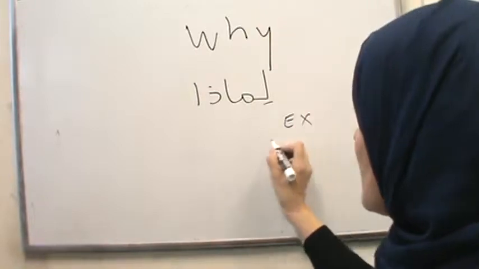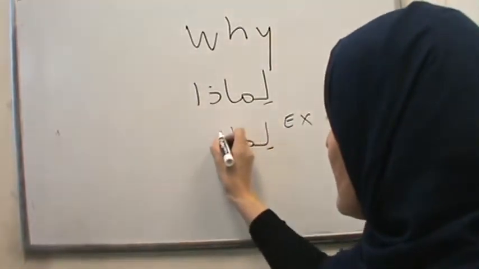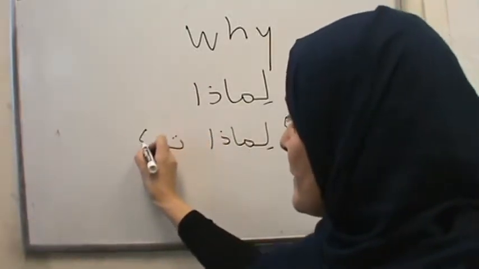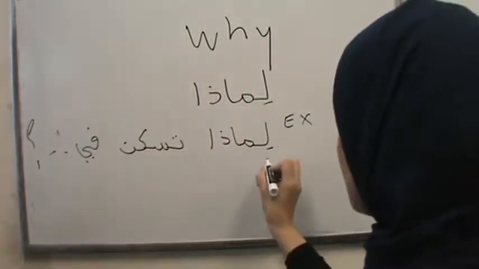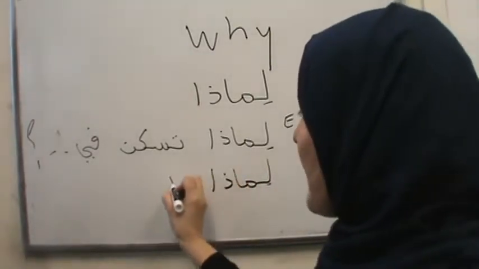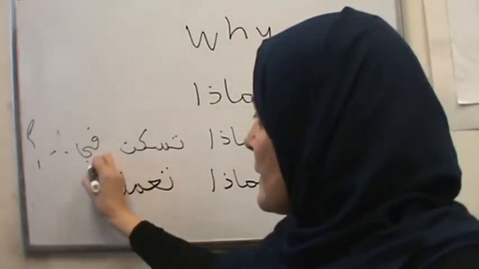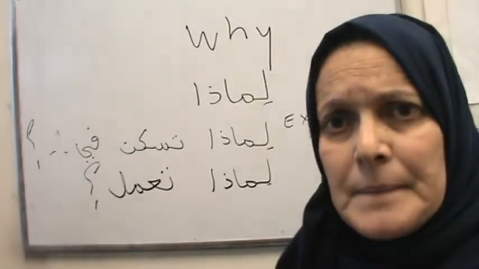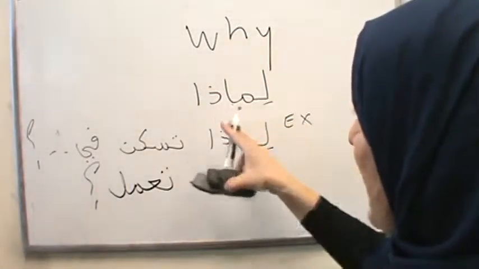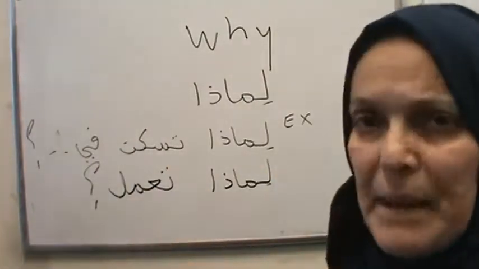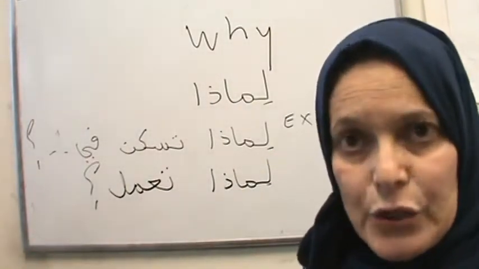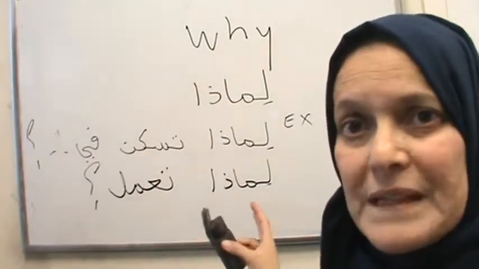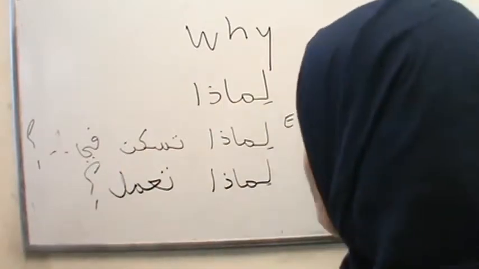Example: لماذا تسكن في, and you finish your question. لماذا, or لماذا تعمل. So why is لماذا: لماذا تسكن, لماذا تعمل. And for the question أنا أعمل, I'm going to show you how to answer, like when you have لماذا, in order for, or in order to, or because. Okay, this is for لماذا.